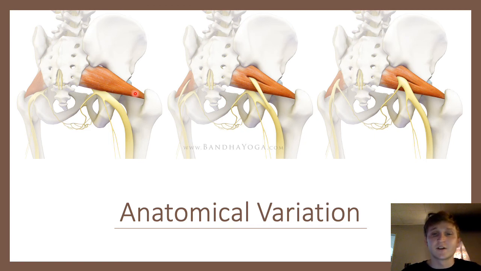So anatomical variation plays a huge factor in whether patients experience piriformis syndrome or not. In this image, we can see this is what we want right here, with the sciatic nerve running below the piriformis muscle. And here we have the sciatic nerve partially running through the muscle. And in this image, it is completely running through the piriformis muscle. So in these two examples, these patients would be most likely to experience piriformis syndrome.